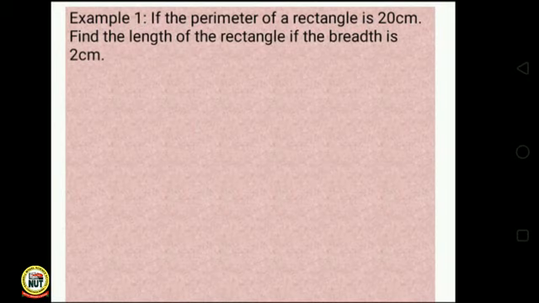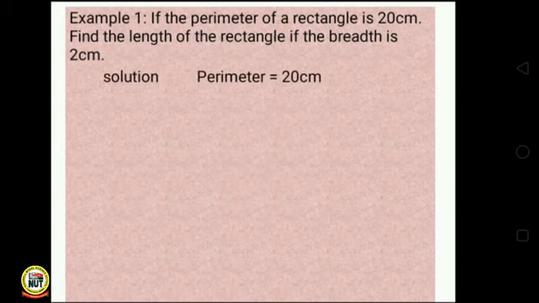Before you start working this question, you have to bring out your data, your parameters. What I mean by the parameters? Those values given in the question. The value of perimeter is given, P equal to 20 centimeter. The value of breadth in the question is 2 centimeters, B. So you bring it out: P equals 20 centimeter, B equals 2 centimeter, while the length is unknown.